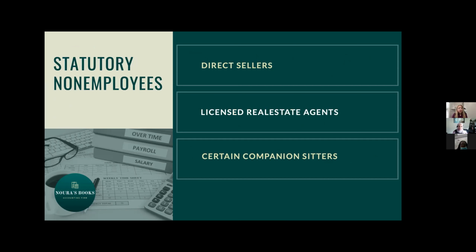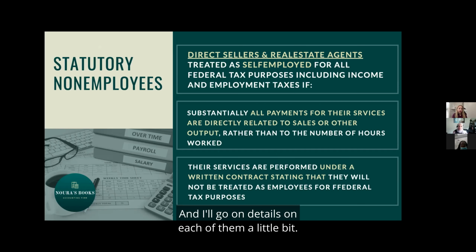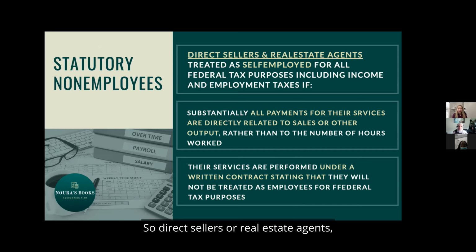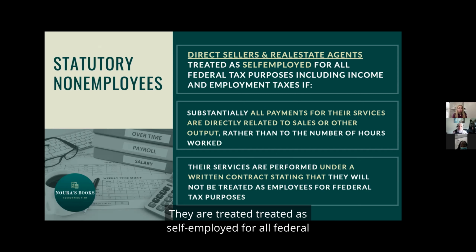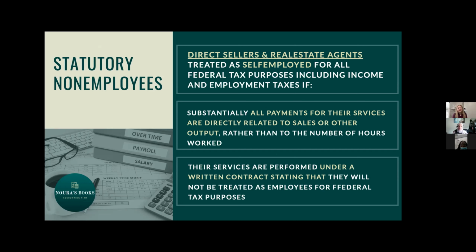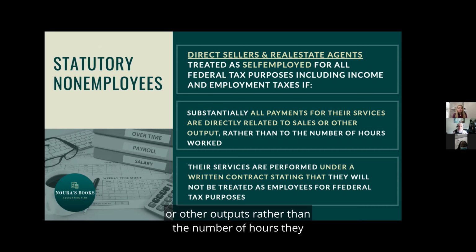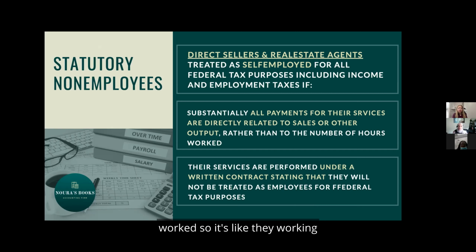There is also another classification, statutory non-employees. This covers three items: direct sellers, licensed real estate agents, and certain companion sitters. I'll go into details on each of them a little bit. Direct sellers and real estate agents have the same rule. They're treated as self-employed for all federal tax purposes, including income and employment taxes, if they meet certain conditions. Substantially all payments for their services are directly related to sales or other output rather than the number of hours they worked. So they're working on a project basis rather than a number of hours.